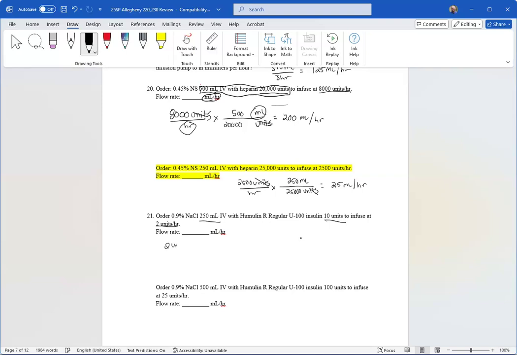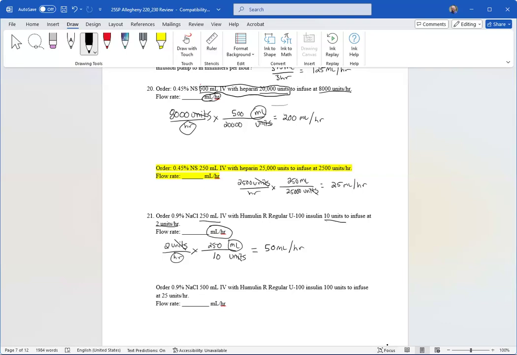So I'm going to do the same thing. I'm going to take my 2 units per hour, that's my current flow rate, but because I'm looking for milliliters per hour, what I want to do is convert units to milliliters. So I can cancel that out and then just be left with milliliters. Okay. So what is my milliliters? 250. What is my units? 10. And then we're just going to do that math. So 500 divided by 10 is 50. So we'll get 50 ml per hour.